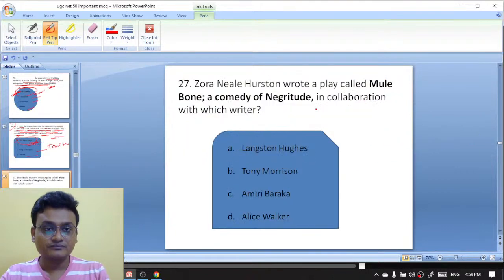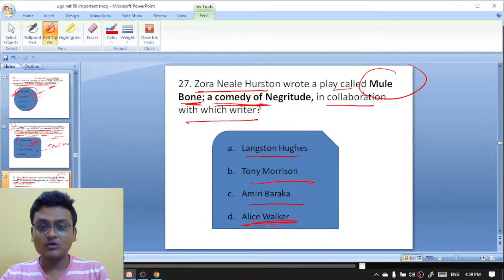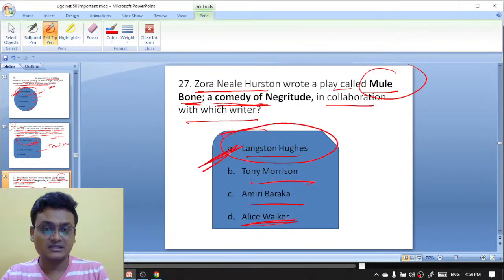Next question. Zora Neale Hurston wrote a play called Mulebone, and its subtitle is A Comedy of Negritude, in collaboration with which writer? Langston Hughes, Toni Morrison, Amiri Baraka, Alice Walker. So the play Mulebone was written by Zora Neale Hurston in collaboration with Langston Hughes. So Langston Hughes is the answer here.